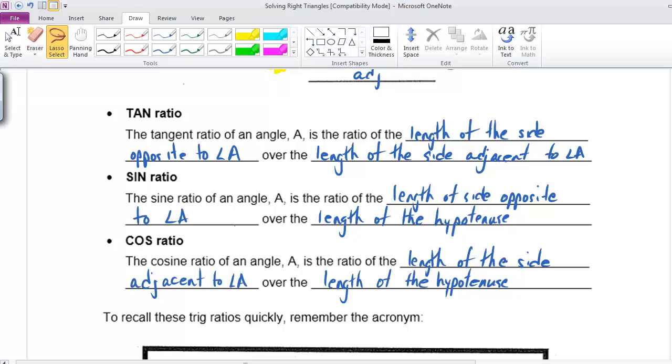So here's what I've done. I've summarized the things for you. You might pause right now and copy that down. It's all in your notes.